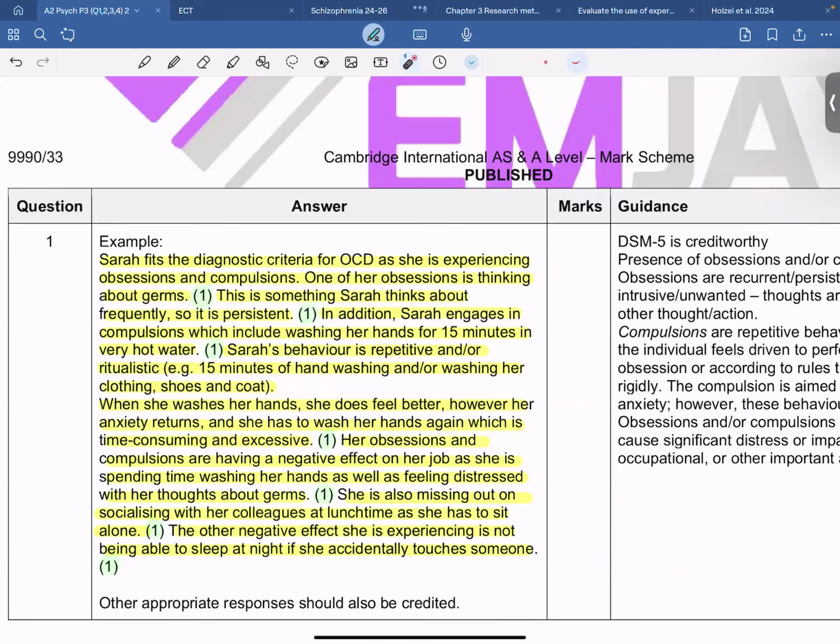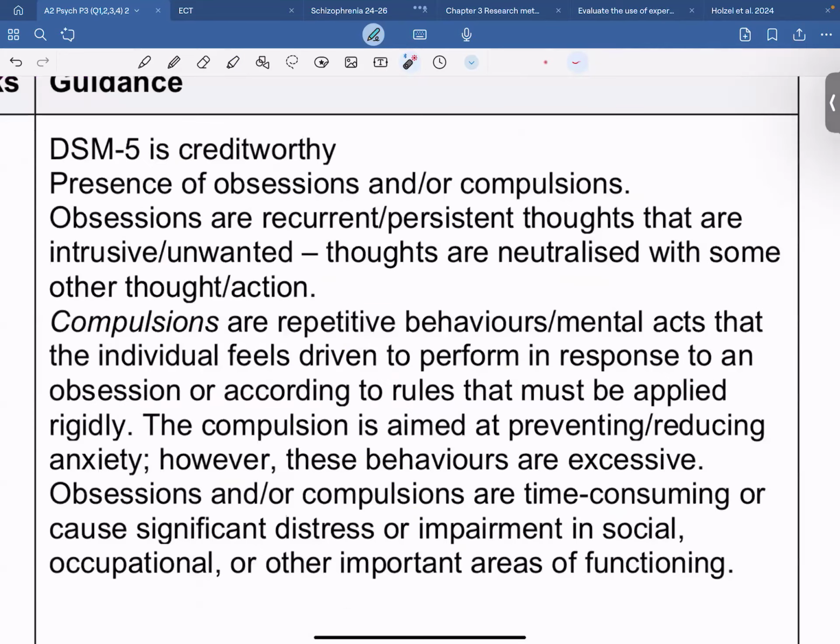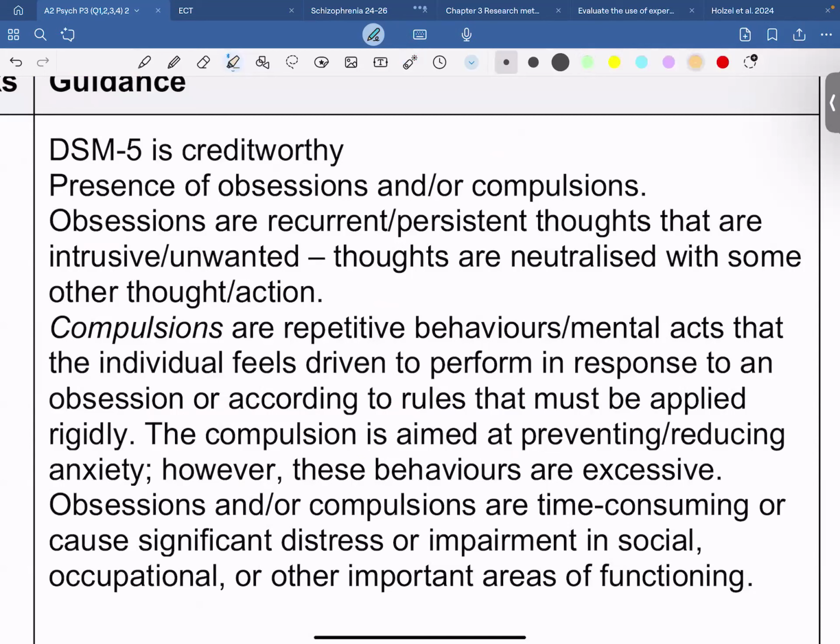Having a look at more, DSM-5 is credit worthy as well. Thank you, Cambridge, for allowing this. Presence of obsessions and or compulsions. Obsessions are recurrent, persistent thoughts that are intrusive or unwanted. Thoughts are neutralized with some other thought or action. Compulsions are repetitive behavior, mental acts that the individual feels driven to perform in response to an obsession or according to rules that must be applied rigidly.